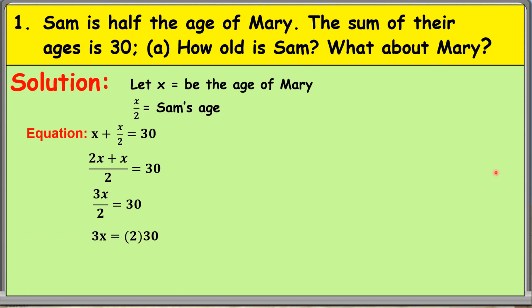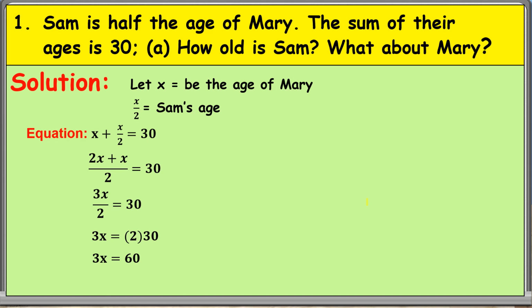And of course, ano susunod? Kailangan natin siyang find the value of the variable. So, paano natin gagawin yan? Of course, i-multiply ko to. Yung 3x na to, syempre, is equivalent to 2 times 30. Okay? And of course, pag sinimplify natin, we have 3x is equal to 60 kasi 2 times 30 is equal to 60.